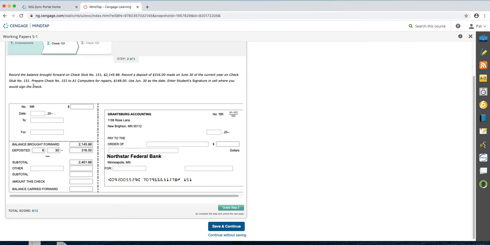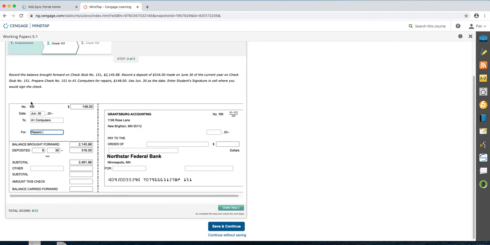Okay. Then it says prepare check 151 to A1 Computers for repairs. You can, but we really aren't supposed to be doing it over here. We want to first record it here, because if you record it here, then you might tear it off your perforated edge and not have your records. So it says first 148. We got to type Jun period 30 instead of June. Tells us there. Who are we writing this to? A1 Computers for repairs.